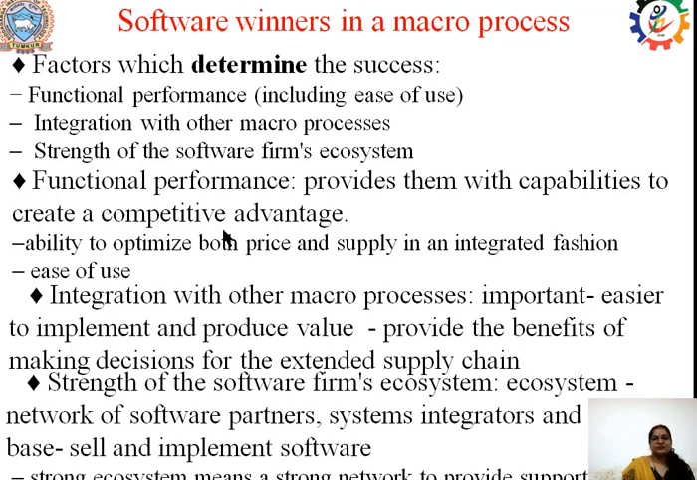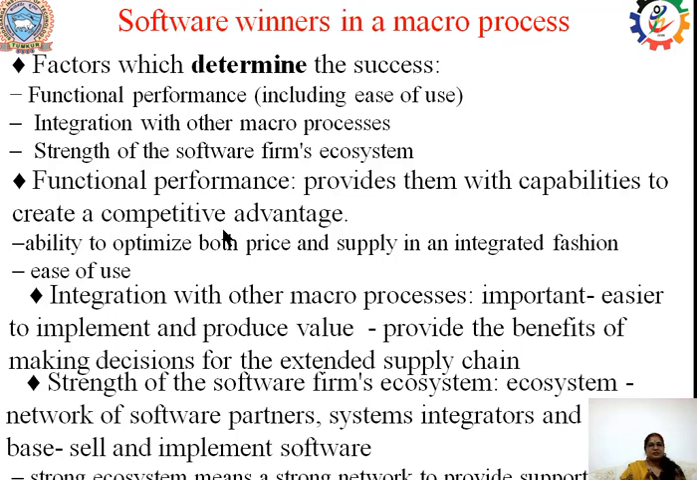Strength of the software firm's ecosystem. What do you mean by ecosystem? A community of people, a group of people, is called an ecosystem. Software firms have an ecosystem, like an organization. An organization consists of a number of entities or parts. If you consider them as discrete entities or parts, then it doesn't become a system. If it is to be an ecosystem, all these parts have to be interlinked. So the interlinked parts of an organization are called a software ecosystem.